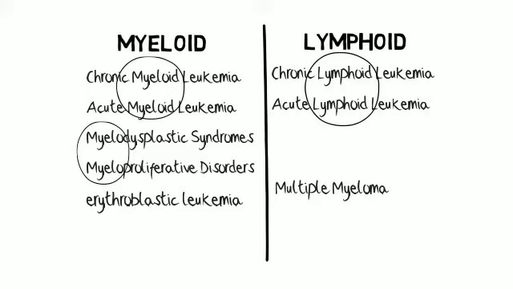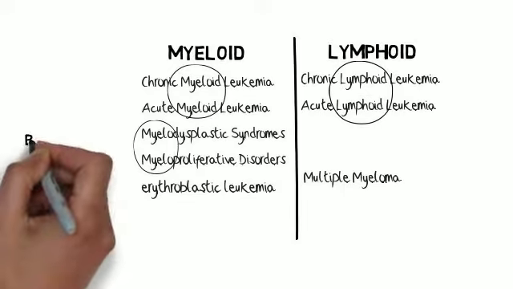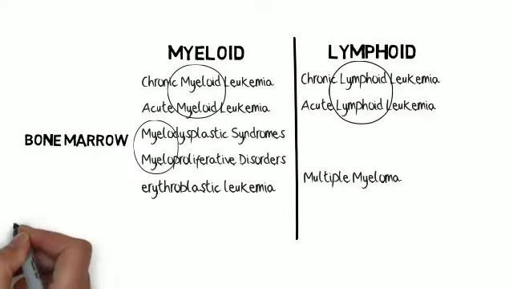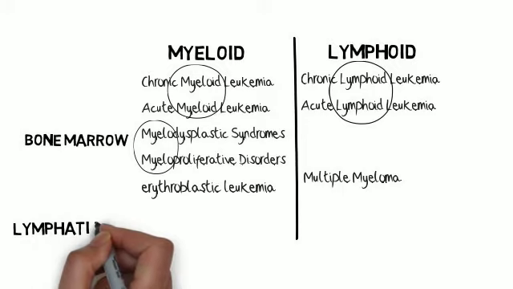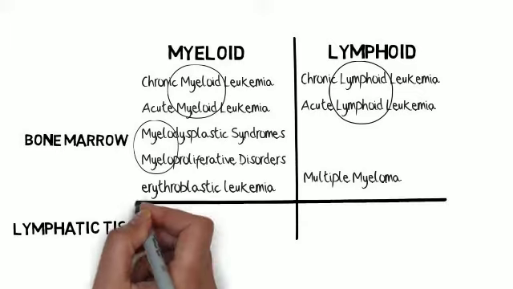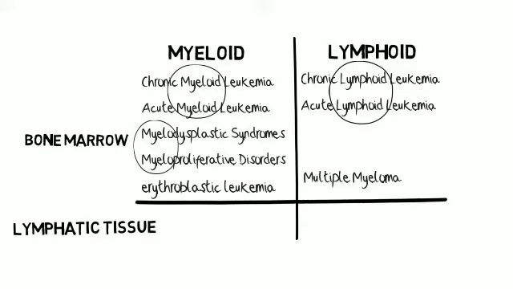can't. To further divide the myeloid versus lymphoid categories, we can ask another question. Where in the body did the cancer cells originate from? Again, there are only two options, either the bone marrow or lymphatic tissue. Lymphatic tissues are part of the immune system and occur throughout the body, so cancers in lymphatic tissue can occur in almost any region of the body.